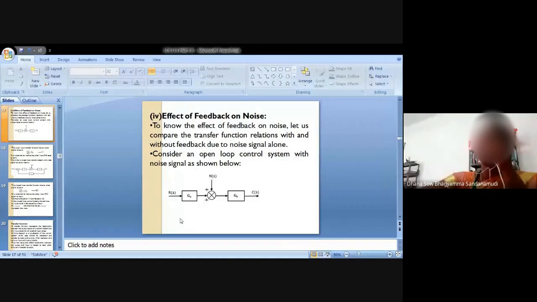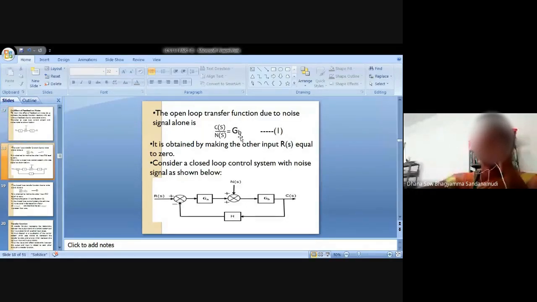For simplification, let us assume R of S is 0. If R of S is 0, then N of S is the input. Whatever output is generated from GA will be added with N of S. Suppose R of S is 0, then nothing will be added to N of S. C of S is the output. Then the transfer function, C of S by N of S, will be equal to GB, if R of S is equal to 0, in the case of an open loop control system. Consider it as equation number 1.